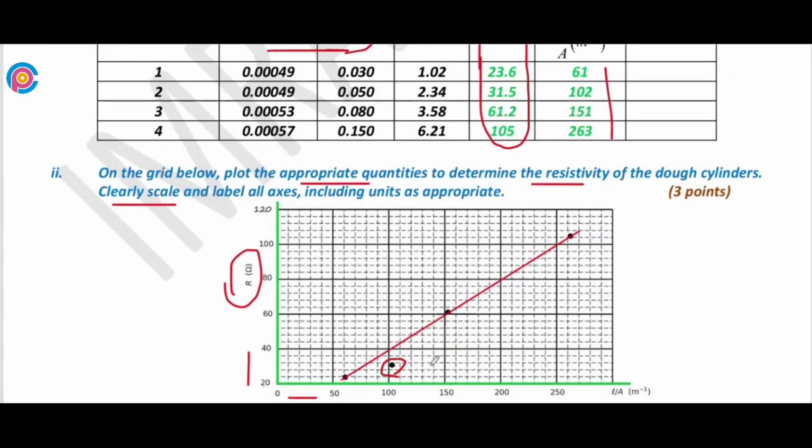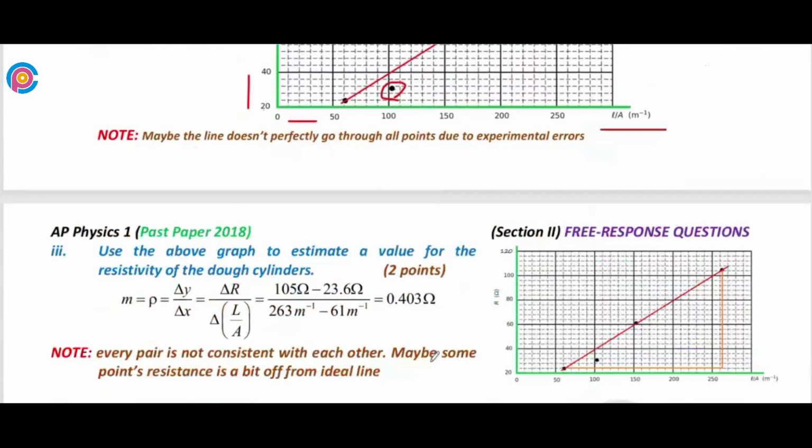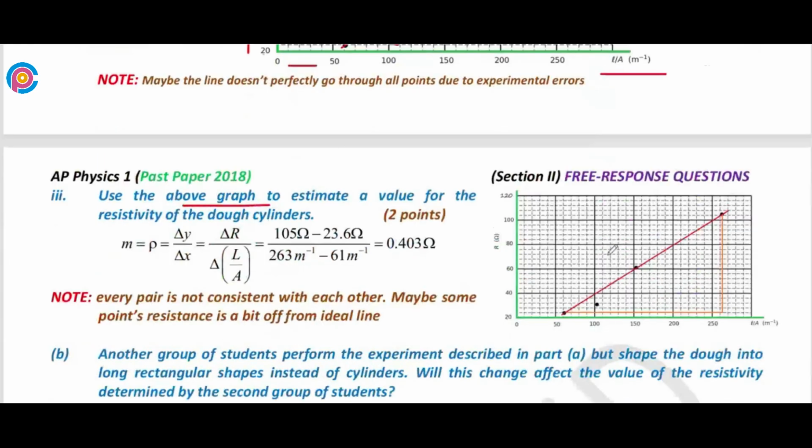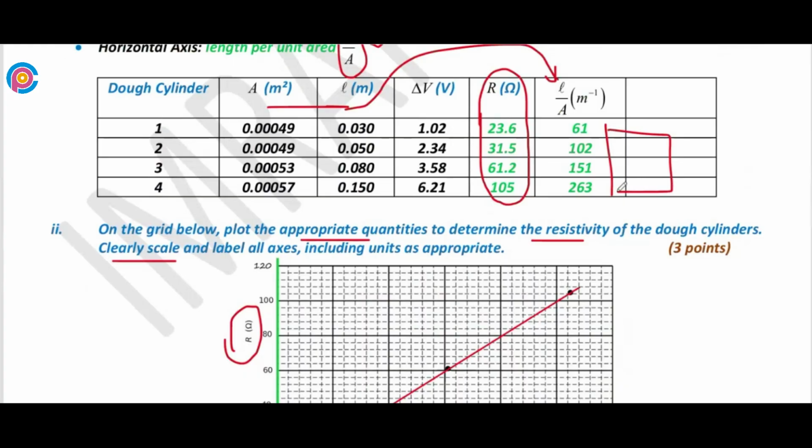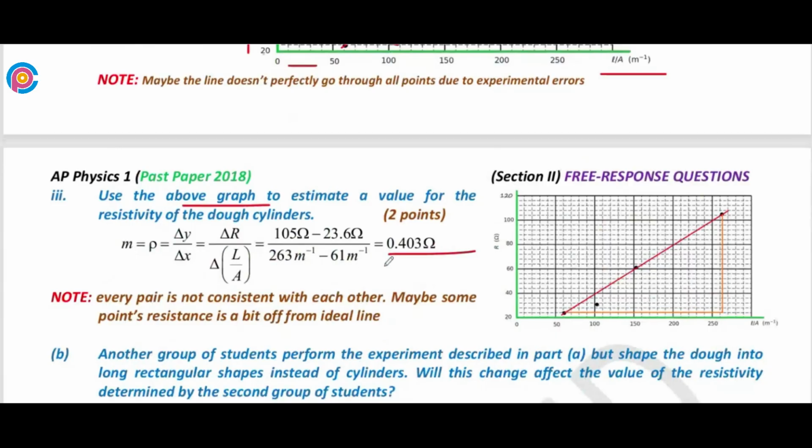Okay. Then in the next question, use the above graph to estimate the value of resistivity. So resistivity can be found through the slope, as we concluded in question 1. So we take any 2 points on the graph to calculate the slope, or resistivity. As you've seen, I have taken the first and the last one. So the answer is 0.403 ohm meter. There it is the final minus initial value. The final value is 105, the initial value is 23.6. You can see from these two values we have taken the graph, these two and these two. Okay, so the answer is about 0.403.